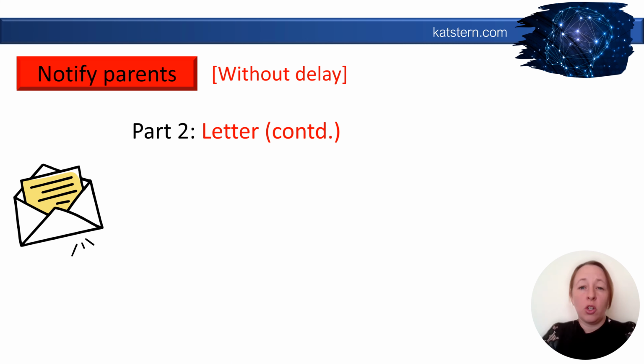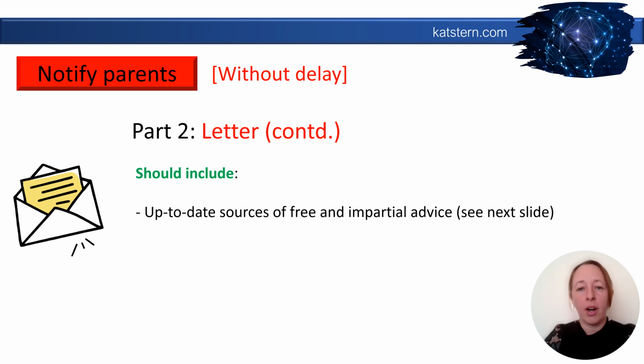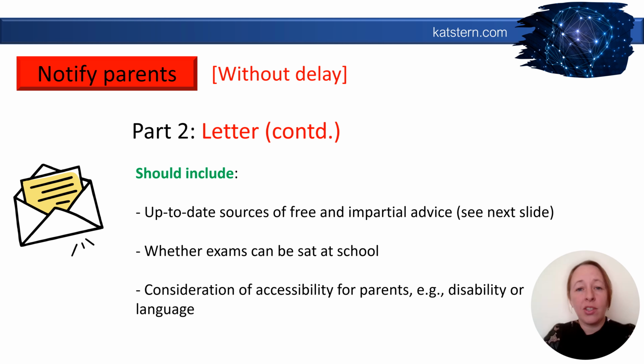Moving on to items that should be included in the letter. The first is you should include up-to-date sources of free and impartial advice, and I'm going to show you where to find these on the next slide. Secondly, if the child is at an age where they're about to sit national curriculum tests or public examinations, the letter should include whether or not those exams can be sat at the school. And thirdly, the letter should show consideration of accessibility for parents, whether that is known disability or making sure that the language is accessible to them.